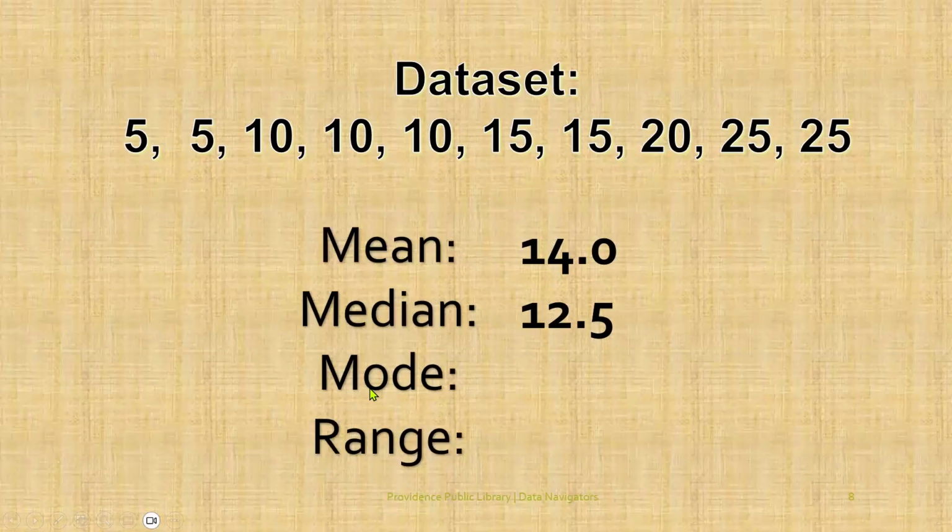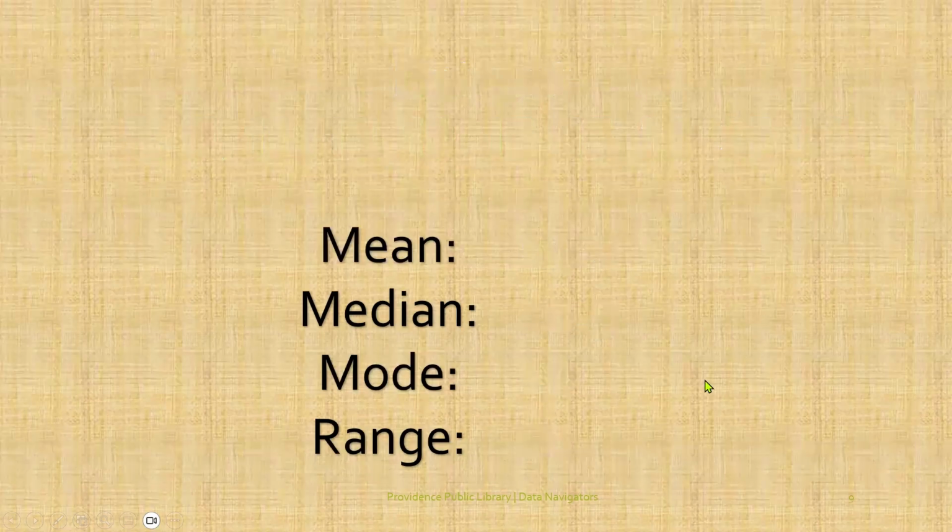What is the mode? What is the number that is most often repeating here? 10. What is the range? What is the formula? Max minus min, 20. Very good. So the range is 20. Let's go with one more data set.